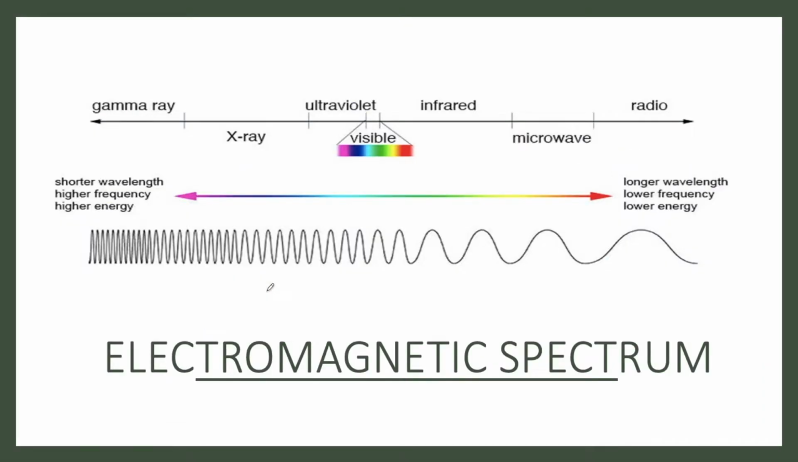Electromagnetic spectrum. In this spectrum, as you can see here on the top, we have written the entire range of electromagnetic radiations: gamma rays, X-rays, ultraviolet radiations, visible radiations, infrared radiations, microwave radiations, radio waves. These all form a part of the electromagnetic spectrum. But why is it called a spectrum? Because this entire range of electromagnetic radiations is arranged in a particular order.